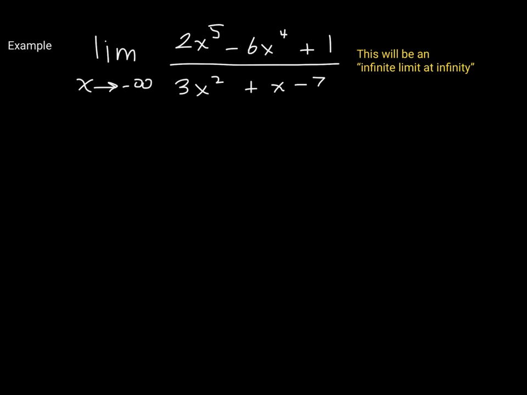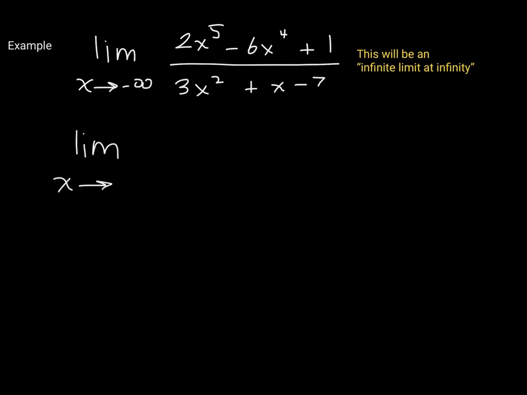Okay, folks, because we're being asked to find the limit of this function as x approaches negative infinity, this is the case where we use that technique where we divide every term in the numerator and every term in the denominator by the largest variable power that appears in the denominator. And the largest variable power that shows up in the denominator is x squared. So we're going to divide every single term by x squared.